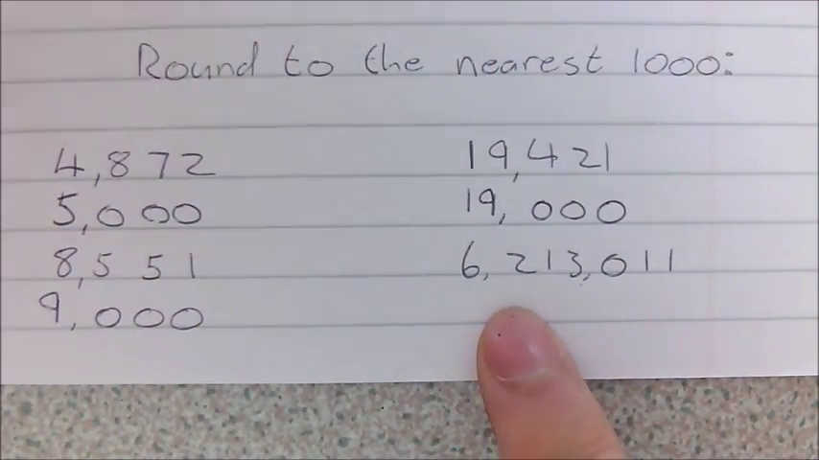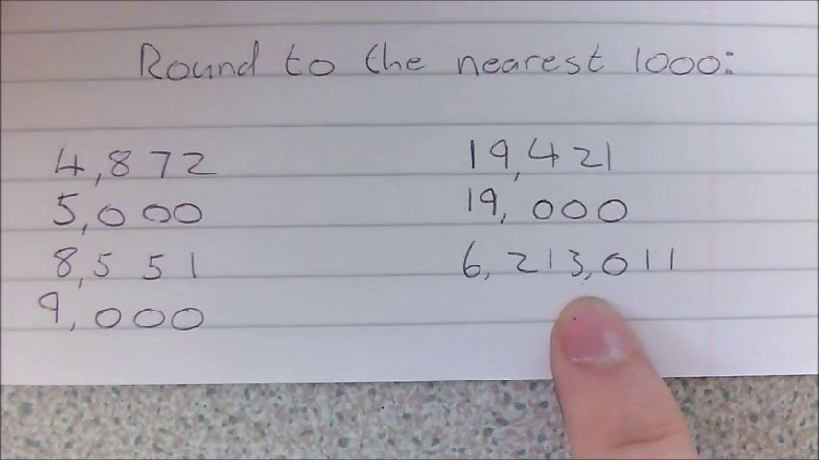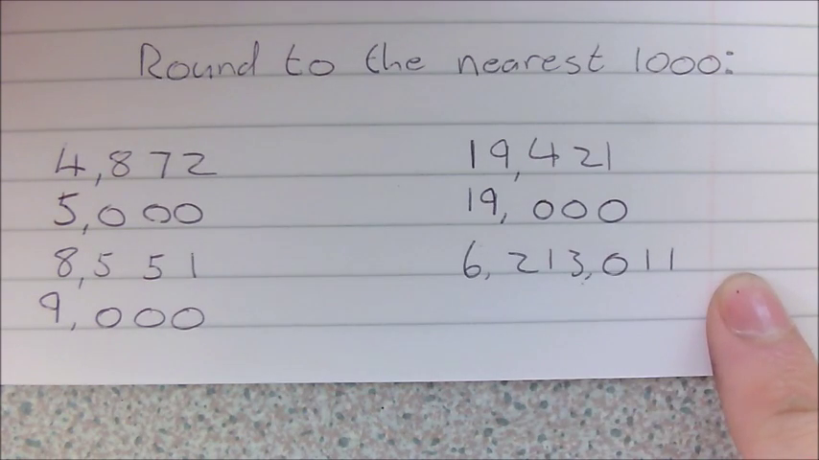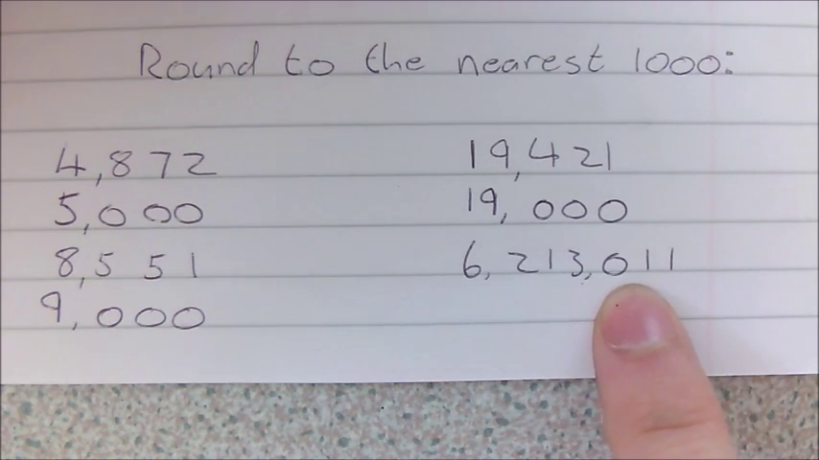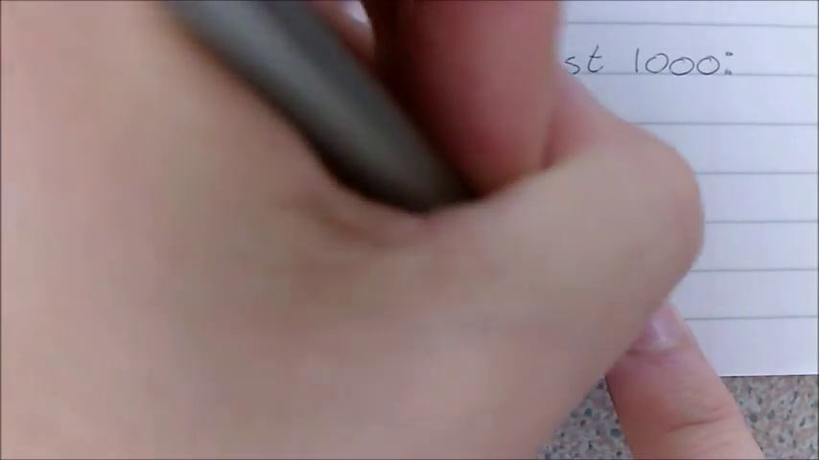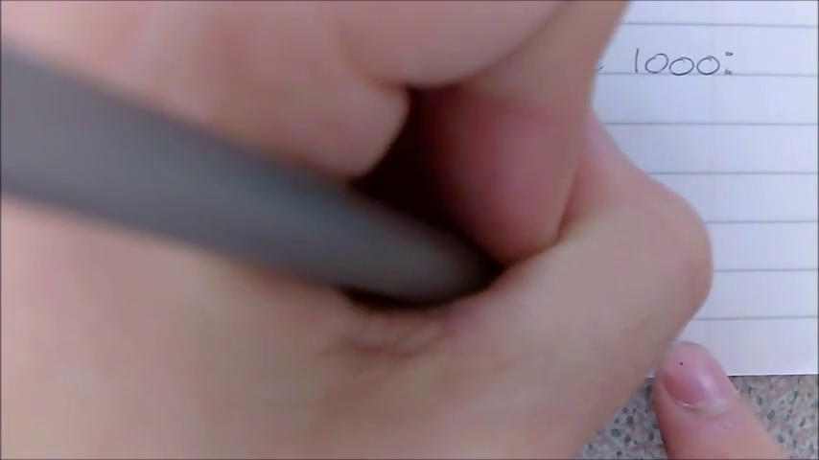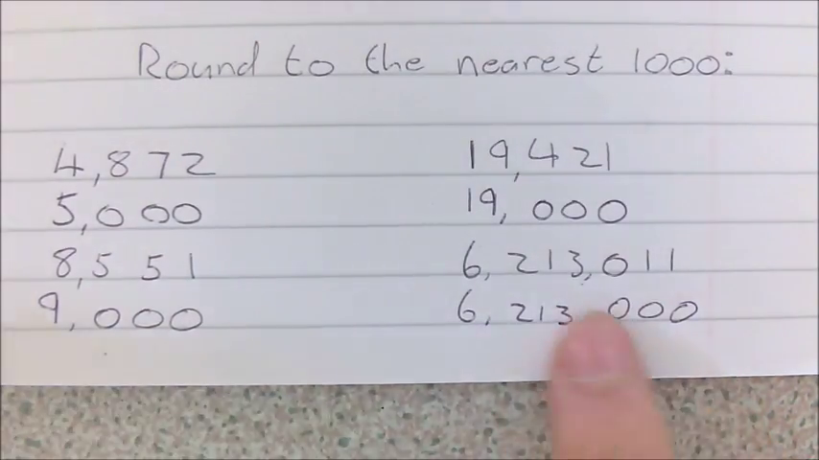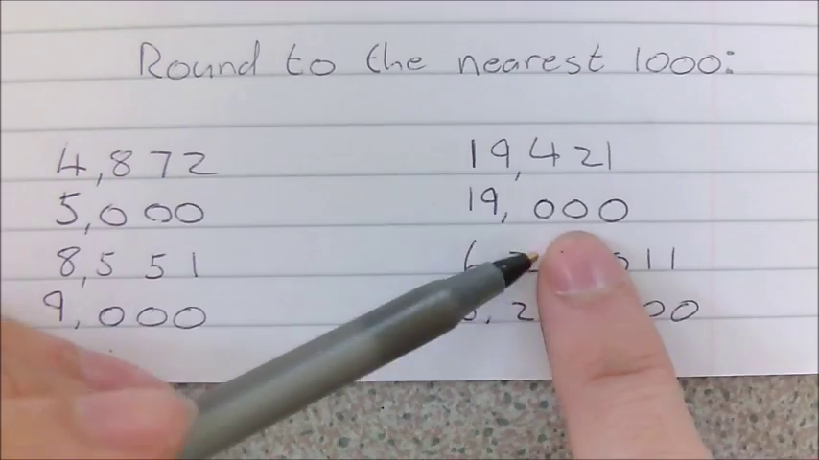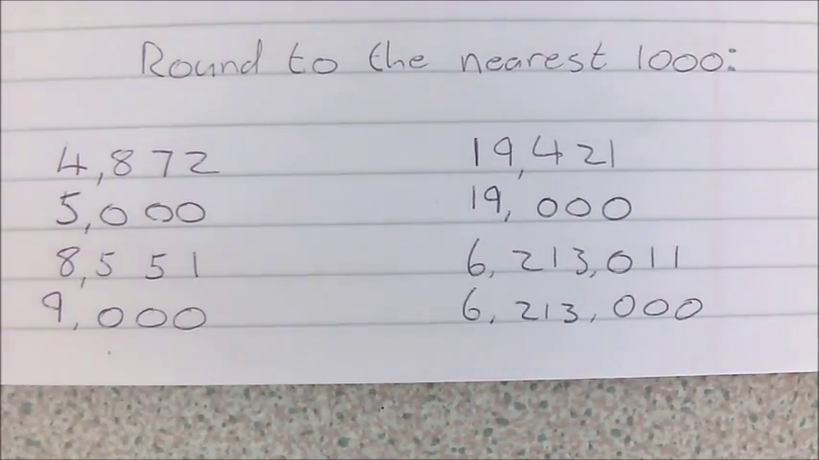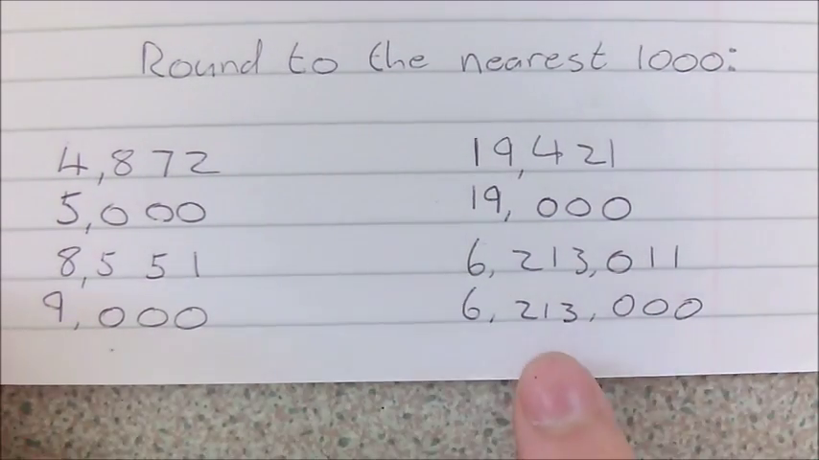And this last one's a bit trickier, it's 6,213,011. So the hundreds column is actually a 0, so it's obviously below 5, so we round down to 6,213,000. Just like that. And if you notice, all the answers have 3 zeros at the end, indicating that they actually are thousands when it comes to hard numbers like this.